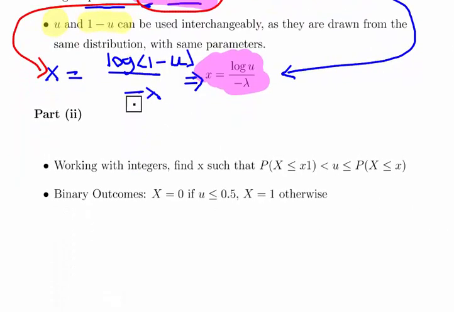The second question here is, working with the integers, find x such that it's based on the cumulative distribution functions here. It's using steps of the cumulative distribution functions or ranges of the cumulative distribution functions. This is a very important equation here. And I've messed it up. That should be x minus 1 there, not x. But essentially that's the approach we take.